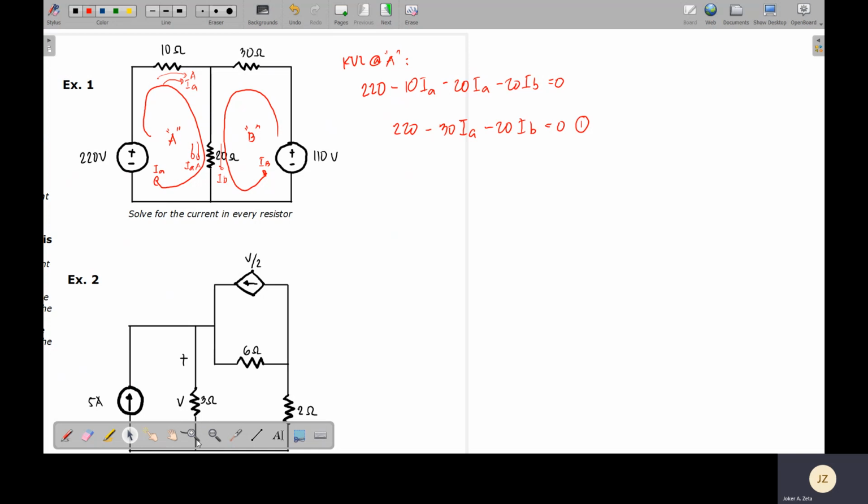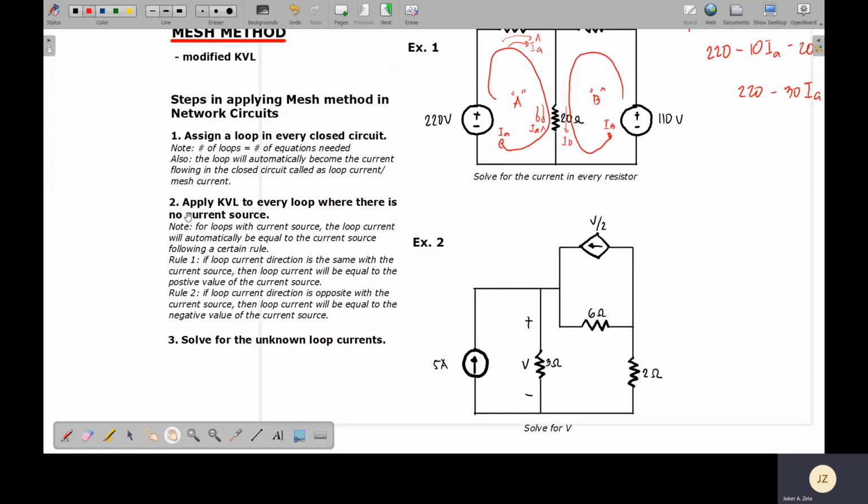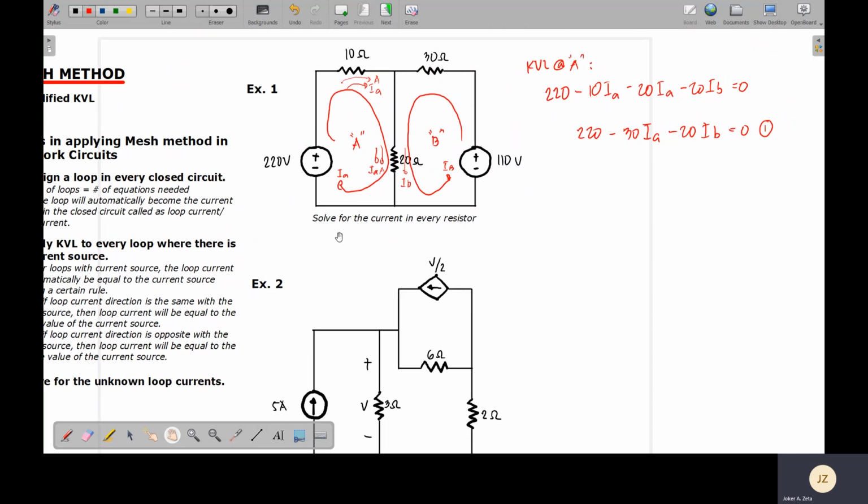Now, next. Again, recall for step number 2, you have to apply KVL to every loop. We have applied KVL to loop A, and we have not yet applied KVL to loop B. Therefore, we have to continue applying KVL. So, KVL at loop B.